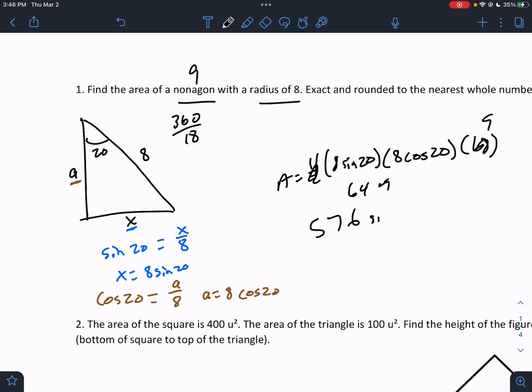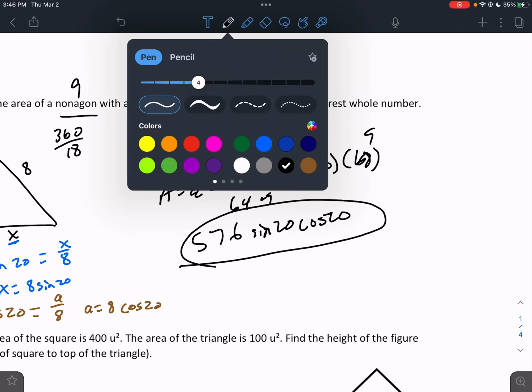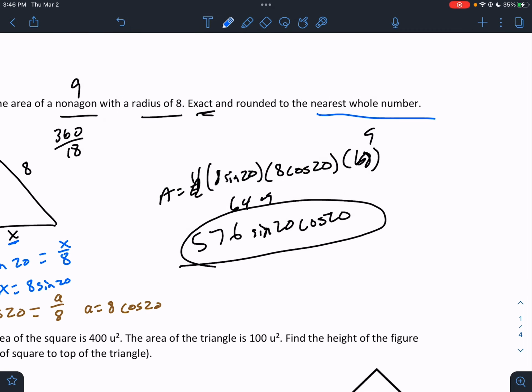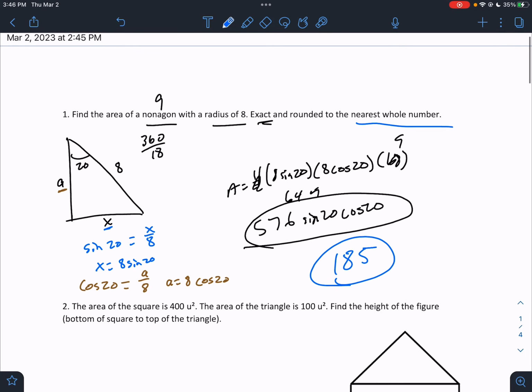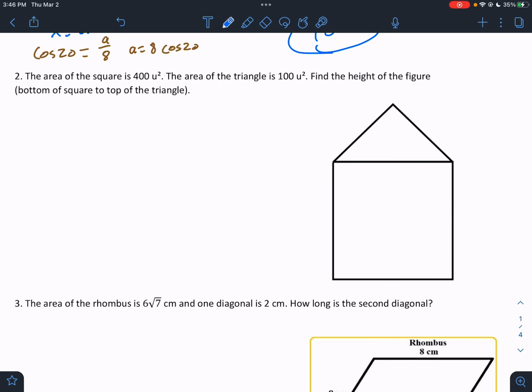And don't forget there's a sine 20 and a cosine 20. Practice trying to do this stuff in your head, my friends. So that's the exact number, which we got. We also want it rounded to the nearest whole number. So if I actually type in 576 times the sine of 20 times the cosine of 20, rounded to the nearest whole number would be 185. Practice those things.